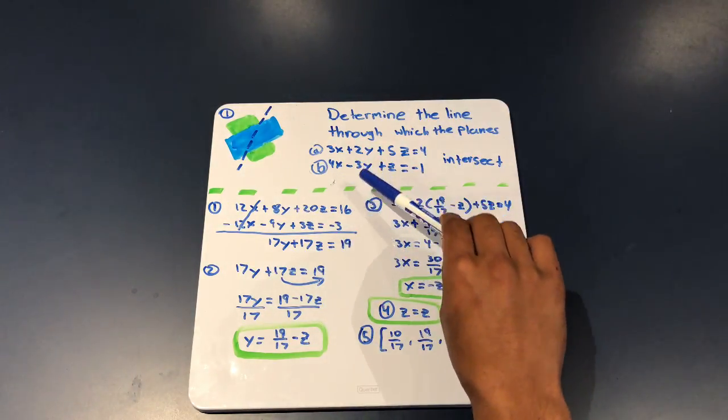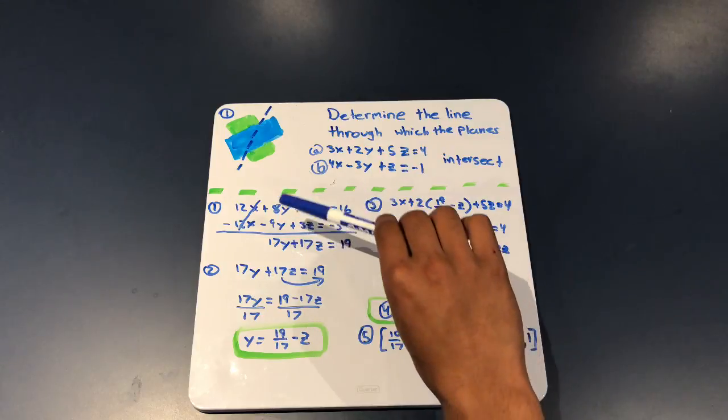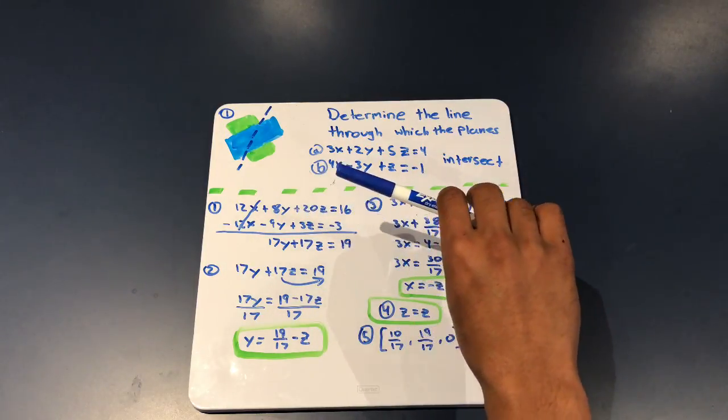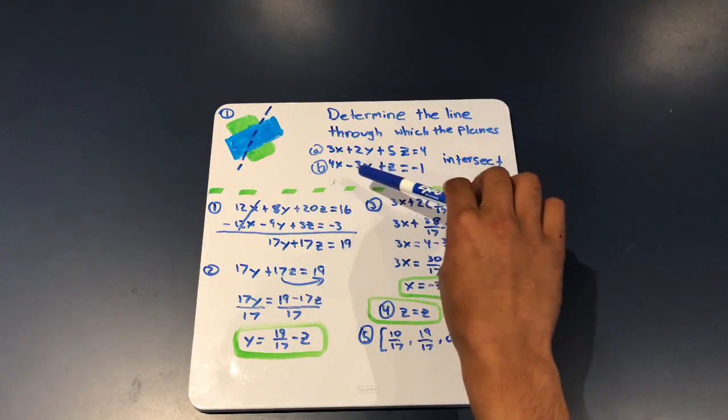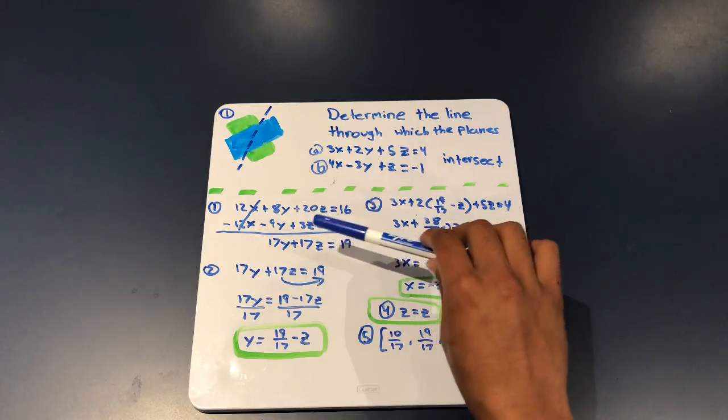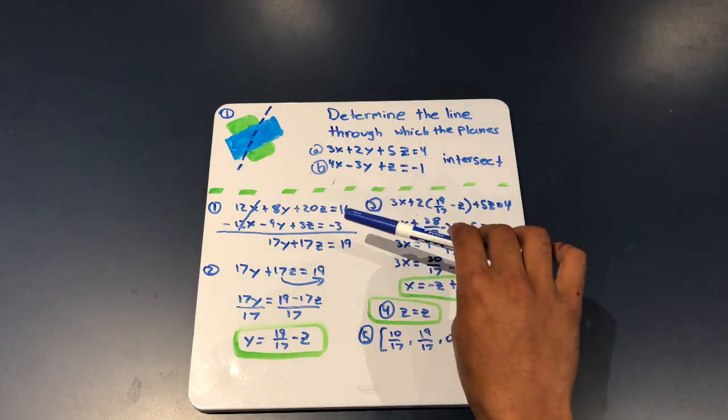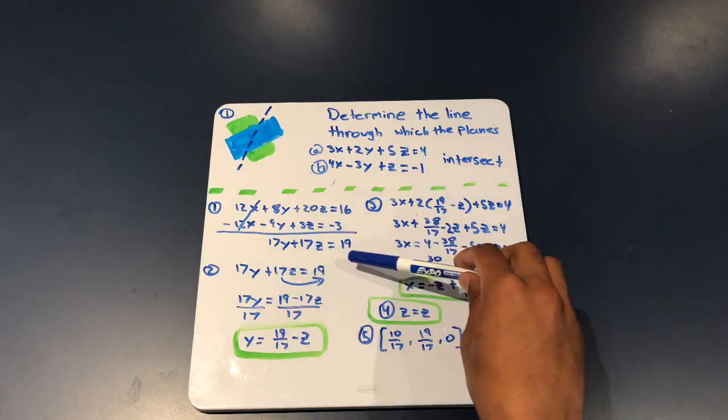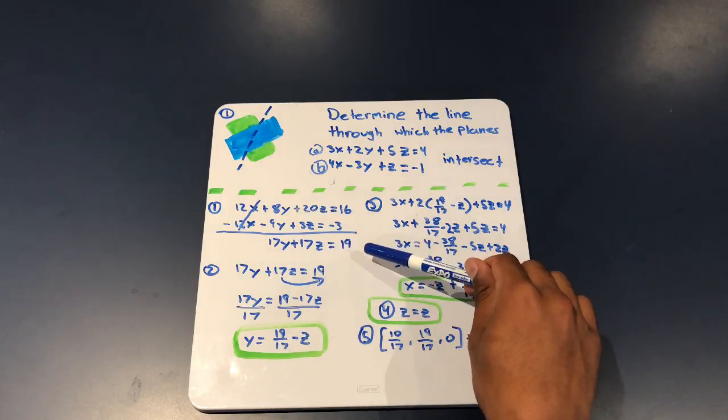So we multiply equation A by a factor of 4 to get 12x plus 8y plus 20z equals 16, and equation B by a factor of 3, which gets us 12x minus 9y plus 3z equals negative 3. The resultant of this is 17y plus 17z equals 19.